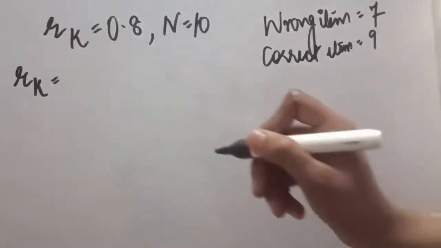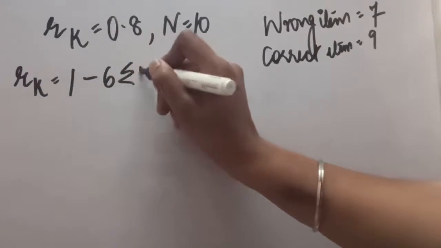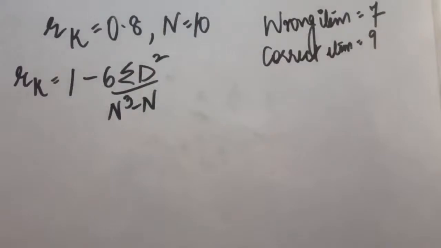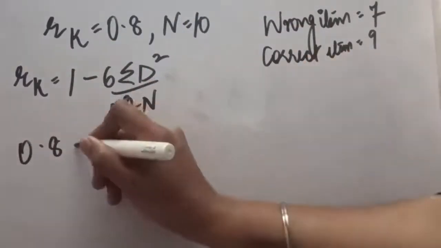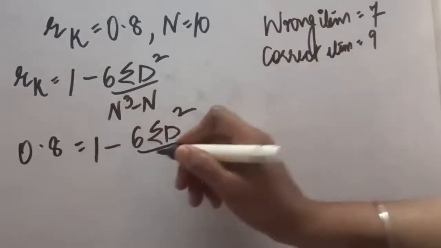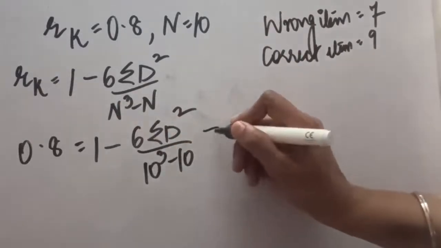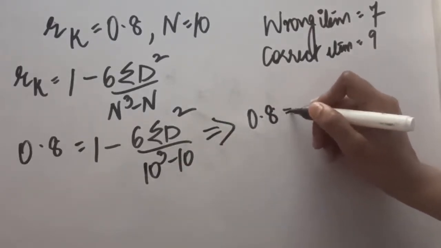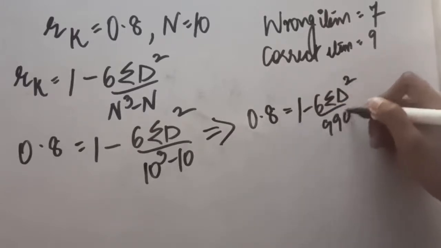You have seen that the simple formula for calculating the rank correlation is 1 minus 6 sigma d square divided by n cube minus n. So now we have the rank correlation, and we will put its value: 0.8 is equal to 1 minus 6 sigma d square, which we do not have, so I am keeping it like that, divided by n cube minus n, that is 10 cube minus 10. So now we can solve this further. 0.8 is equal to 1 minus 6 sigma d square divided by 990.